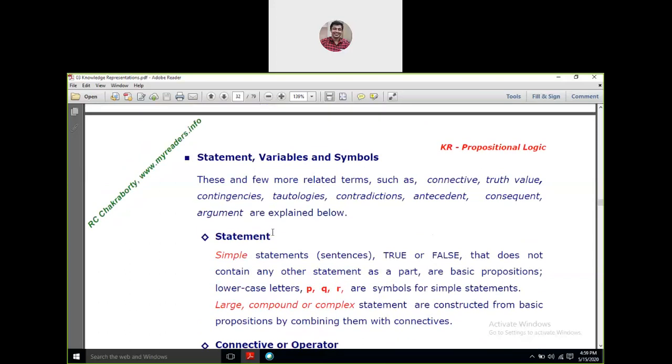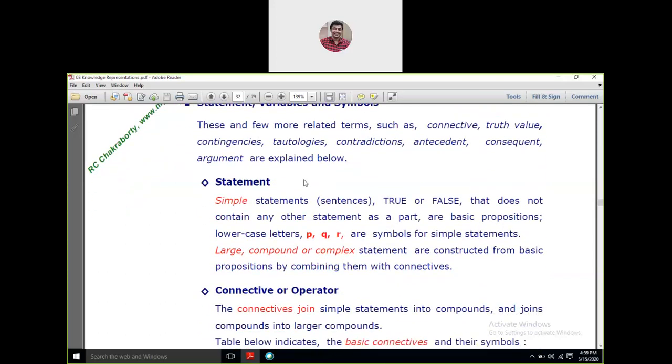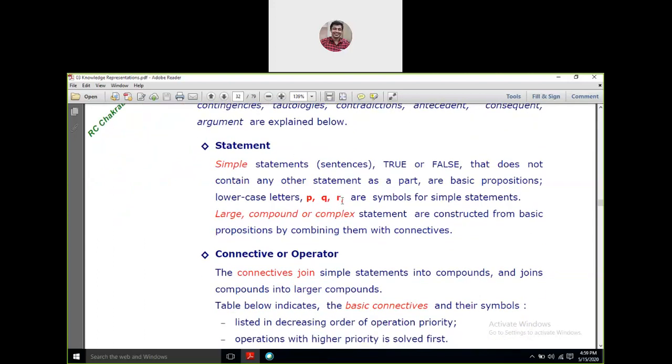Now, the statement, variables, and symbols that are involved in the truth table representation of propositional logic. This is something very important from my point of view as far as I understand the subject. So the statements are simple statements or sentences, right? They consist of lowercase letters like P, Q, and R. They are represented as symbols. There can be sentences that are not just simple ones. They can be large, compound, or complex statements by use of certain conjunctions between them, or connectives between them.